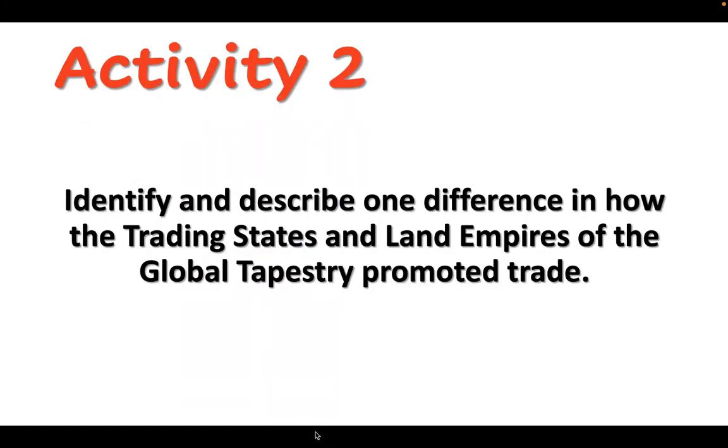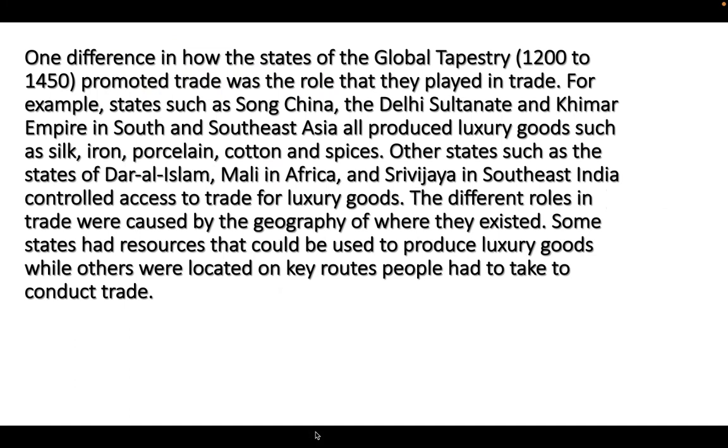So activity 2 here, I would like you to focus on a difference. Now this is a little bit different because I've shifted the question to promote trade. Pause right now and go ahead and write up what you think. Okay, so essentially one example, and again you could have many, one difference in how the states of the global tapestry promoted trade was the role that they played in trade. So I've got my difference, I've got my who and my when, and then I've got my specific difference, the role they played in trade.